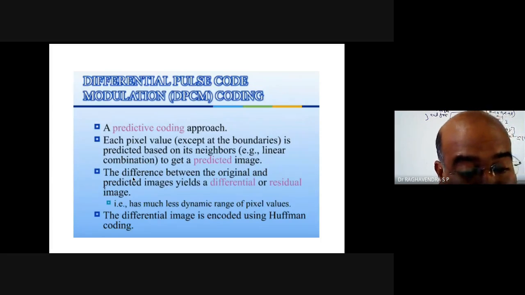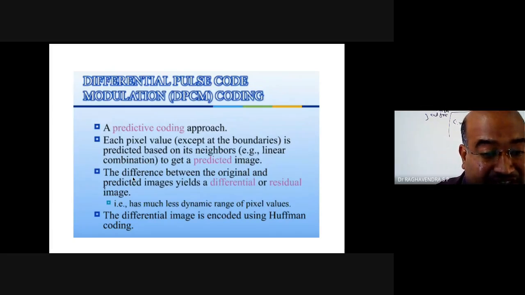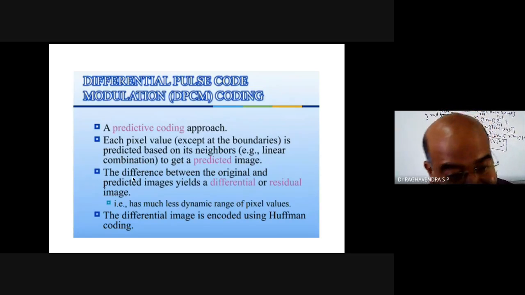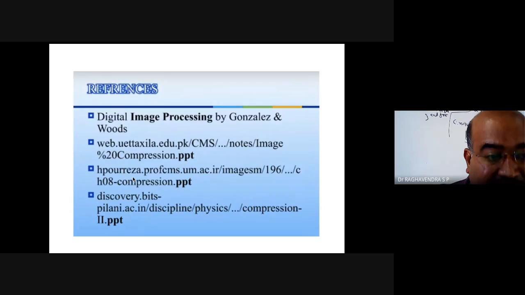So we have had a lot of discussion on histogram processing in our previous class. In image segmentation also I told you about dynamic range and thresholding. So the differential image is encoded using Huffman coding. Okay, so Huffman coding I will explain later.